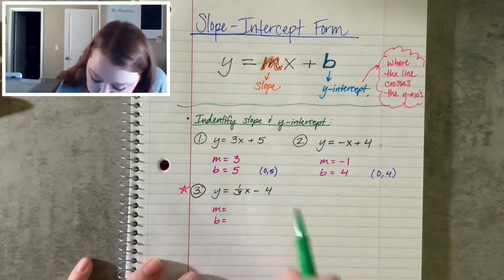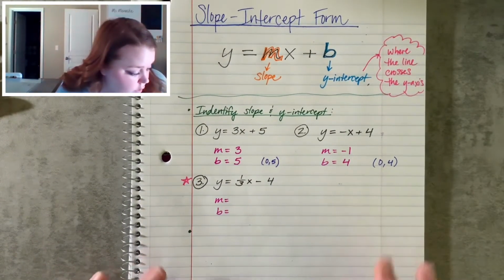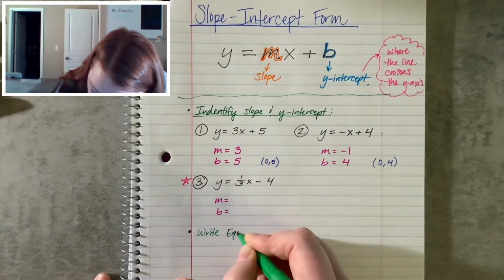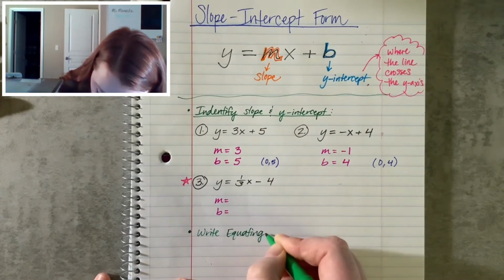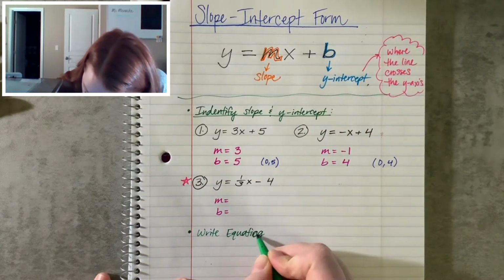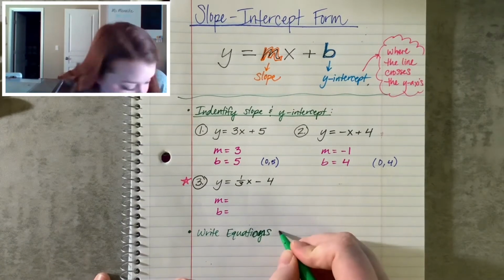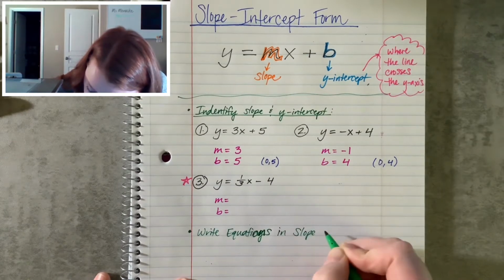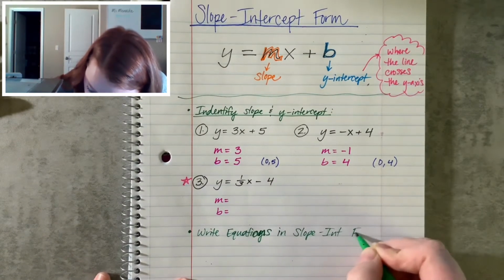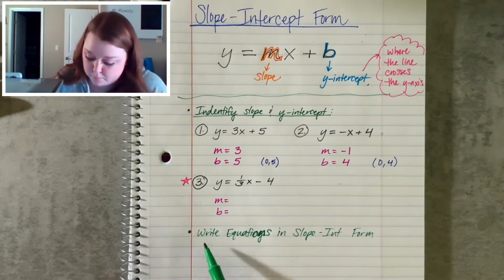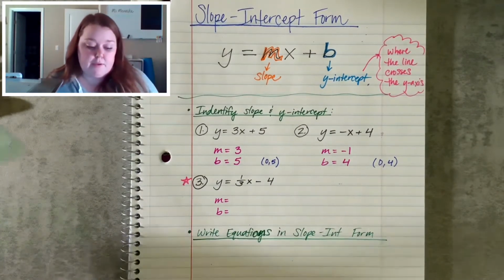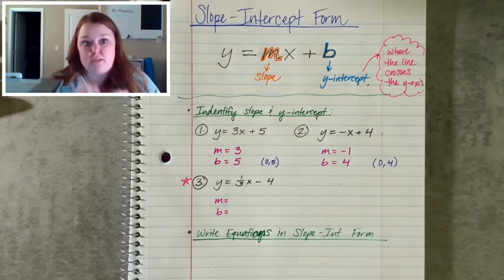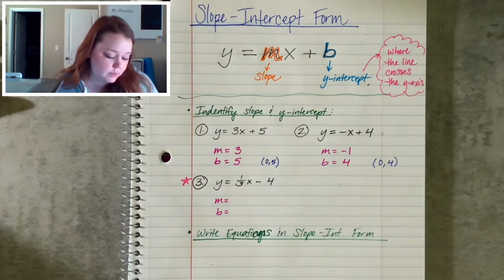Okay, so now, next little part of notes, write equations in slope-intercept form. I'm abbreviating that, slope-intercept form. Okay, so now I'm going to give you the slope, give you the y-intercept, and you're going to make it all nice and pretty and put it into slope-intercept form.